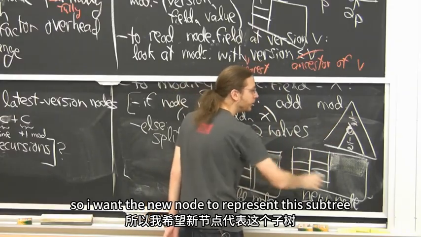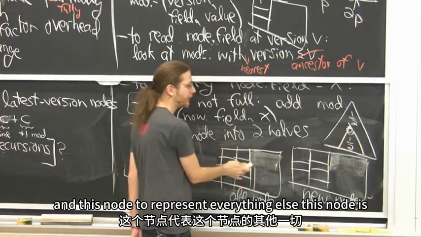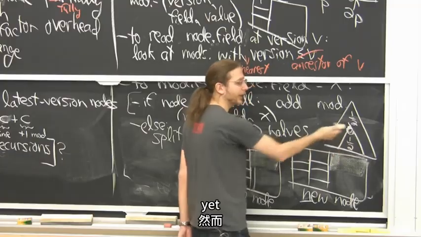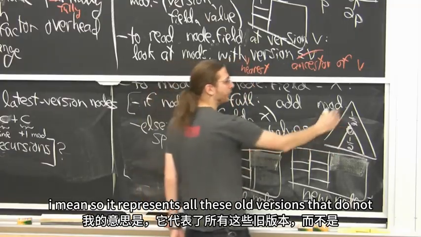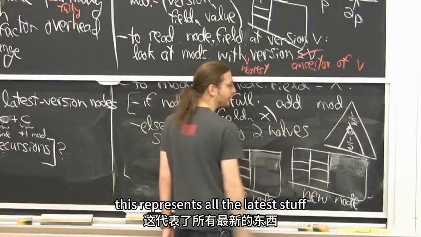So I want the new node to represent this subtree, and this node to represent everything else. This node is as if this stuff hasn't happened yet. I mean, it represents all these old versions that are not in the subtree. This represents all the latest stuff.